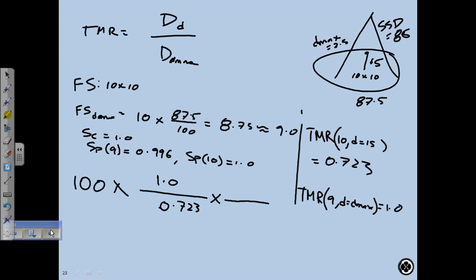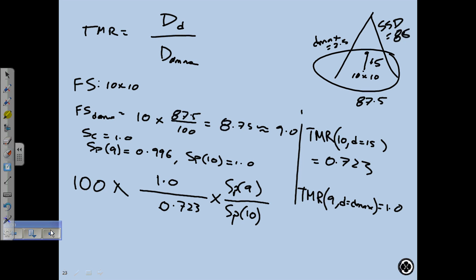If you're going from here to here, the field size is getting smaller, isn't it? So do you expect the dose contribution from scatter to go up or down? Down, because there's a small field size, less contribution from scatter, so dose is lower. So that's the opposite effect of this. So now, if you expect the dose to go lower, then we need to do Sp of 9 divided by Sp of 10. Because we know that the scatter is going to go down, and this is going to ensure that it reduces our dose. Okay?